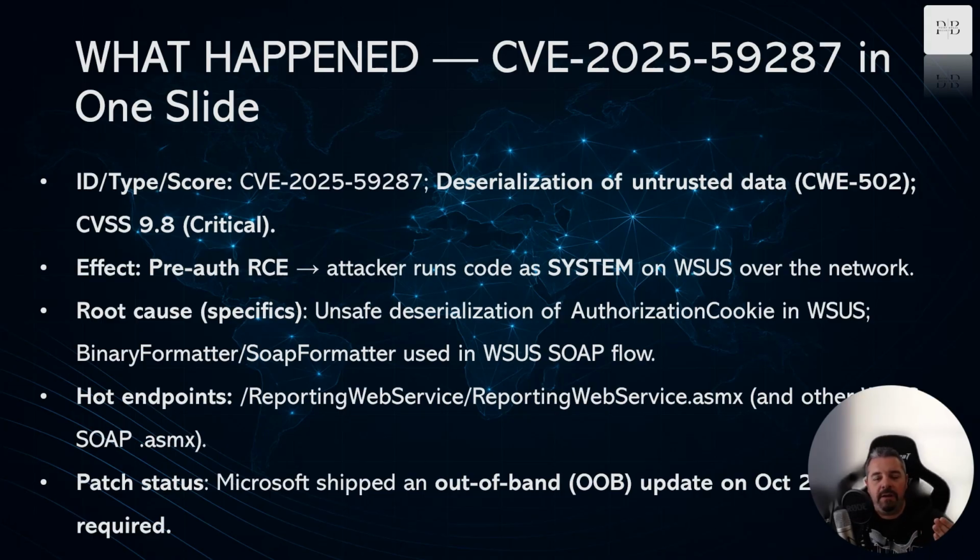This SYSTEM-level access is quite scary, but you're not helpless. If WSUS is not internet reachable and you block 8530, 8531 from untrusted IPs, you remove basically the easiest attack path. Patch, then harden.